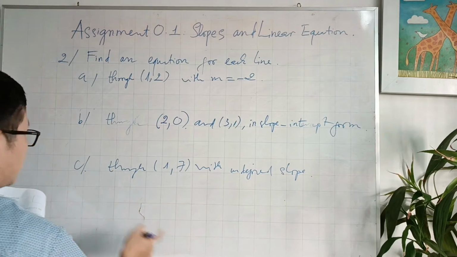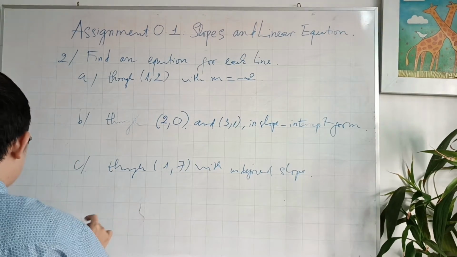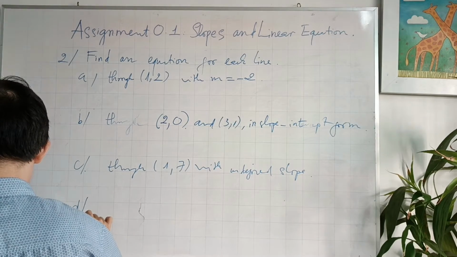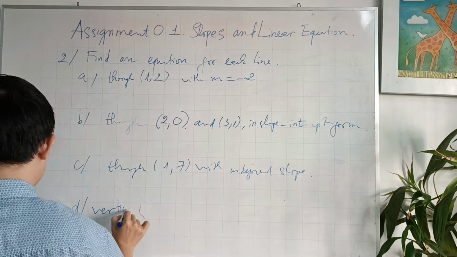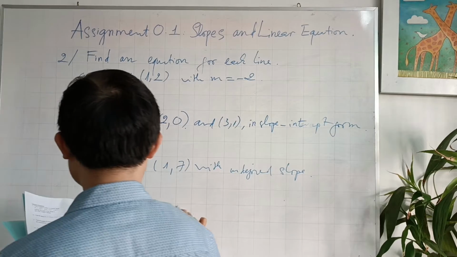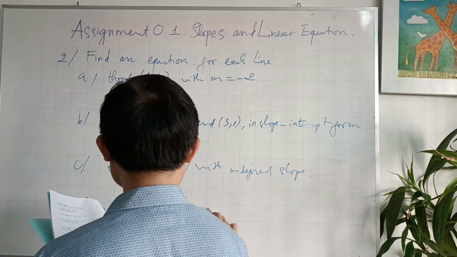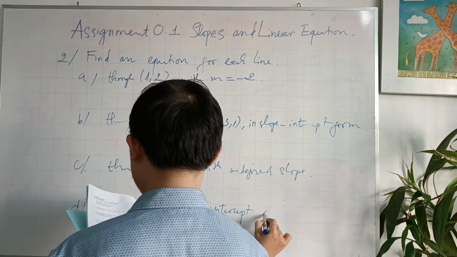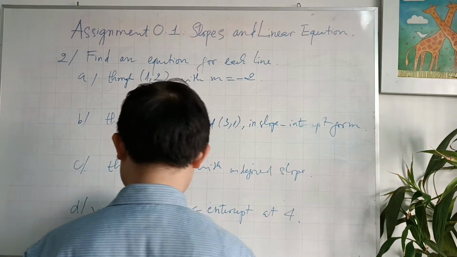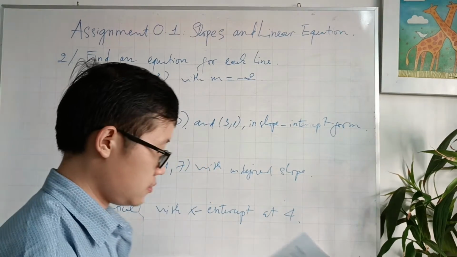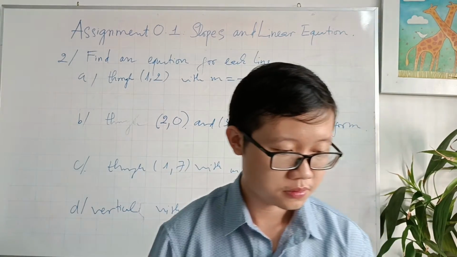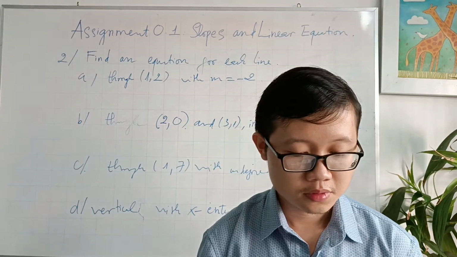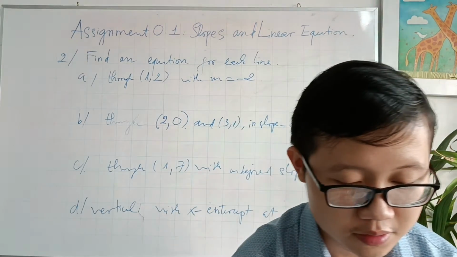Okay, maybe I write question D here now. D: vertical with x-intercept at 4. Okay.